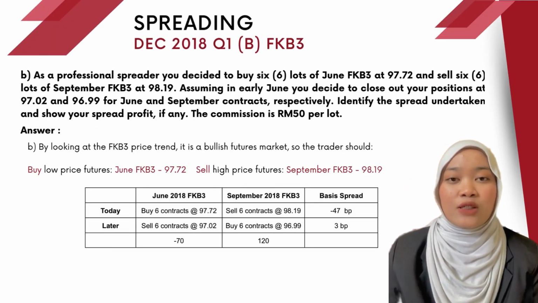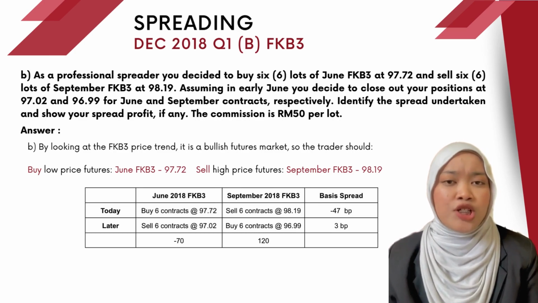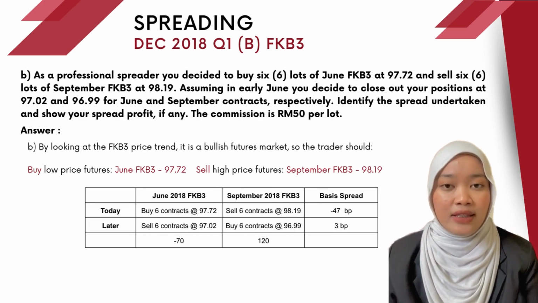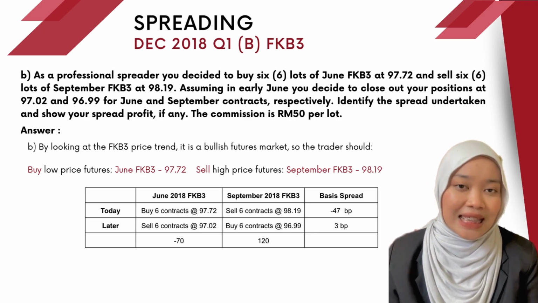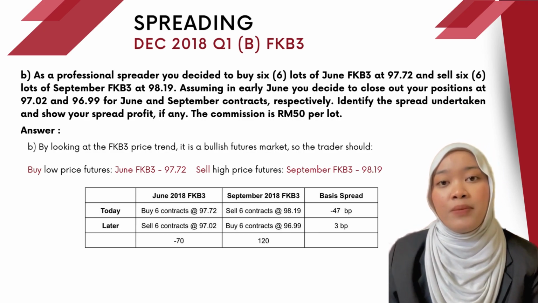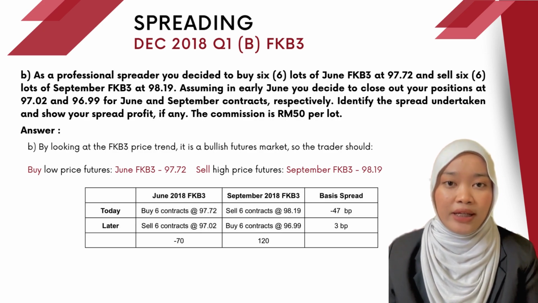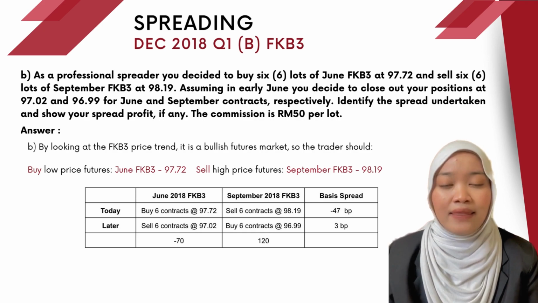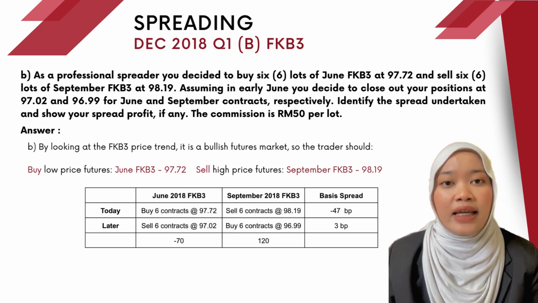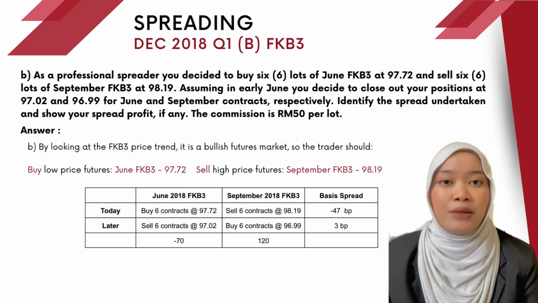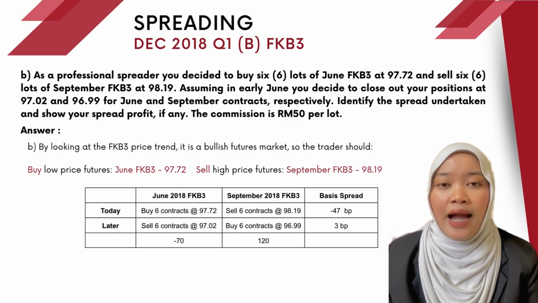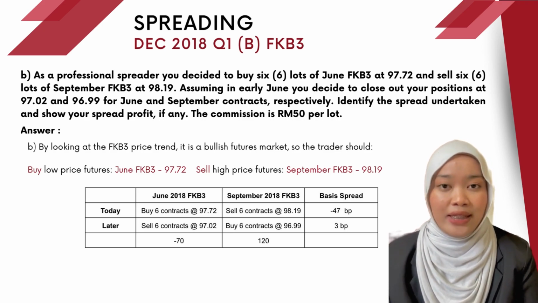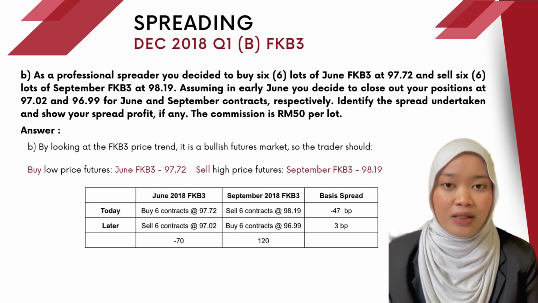We move to the next question, which is: as a professional spreader, you decided to buy 6 lots of June FKB3 at 97.72 and sell 6 lots of September FKB3 at 98.19. Assuming in early June you decide to close out your positions at 97.02 and 96.99 for June and September contracts respectively, identify the spread undertaken and show your spread profit if any. The commission is RM50 per lot.